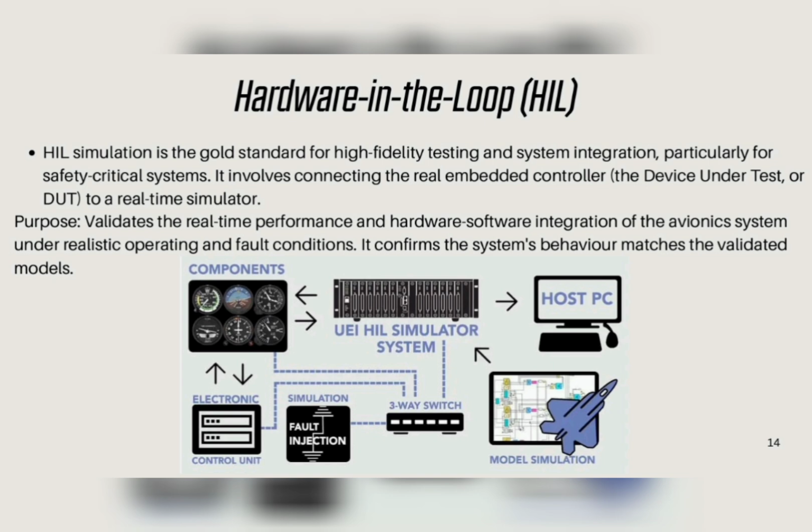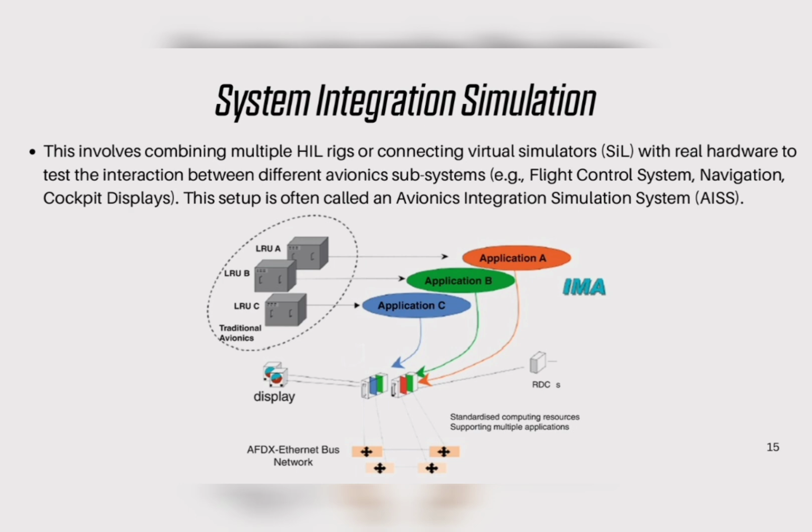Processor-in-the-loop, PIL. Here the code runs on the actual target processor or an equivalent processor environment. PIL demonstrates that timing, floating point behavior, and instruction set effects are acceptable. System Integration Simulation, or Avionics Integration Simulation Systems, AISS, combine multiple HIL rigs, virtual simulators, and networked components to validate end-to-end system behavior across subsystems. Flight control, navigation, displays, and mission computers.